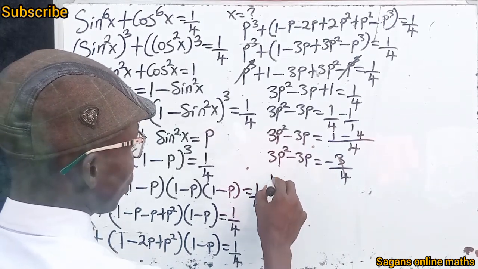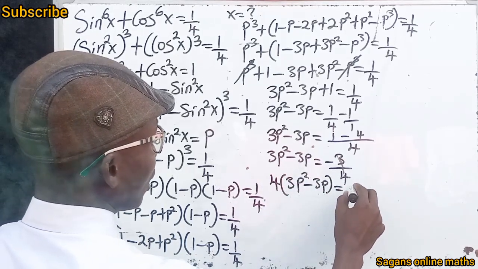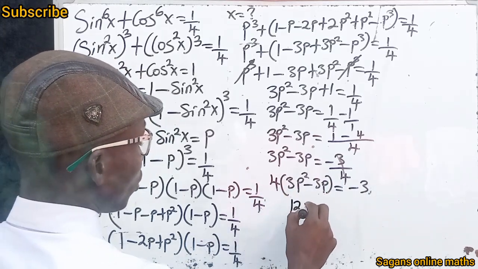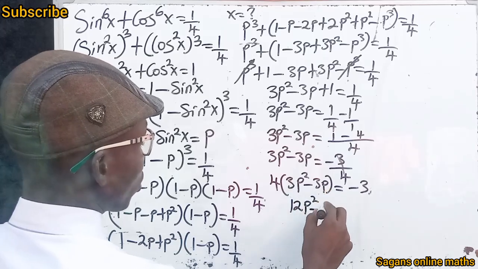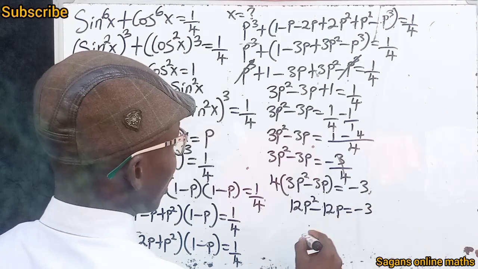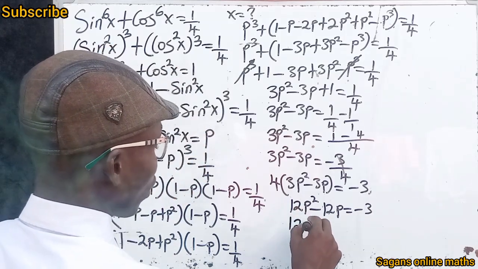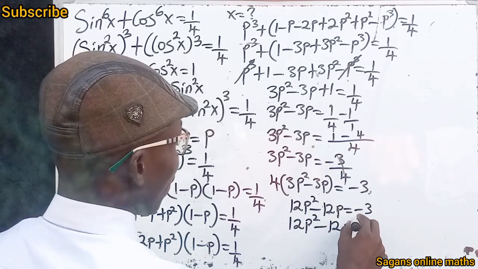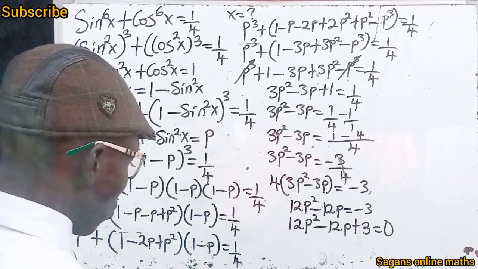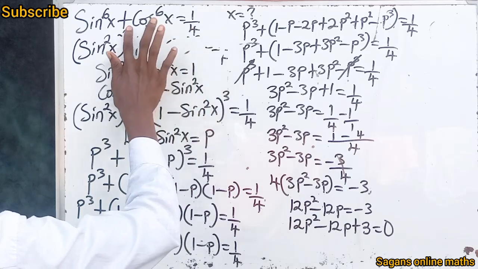For cross multiply, now see that this is 4 into 3p square minus 3p equals minus 3. Okay, then 4 times 3 equals 12p square. 4 times minus 3p equals minus 12p equals minus 3. Let's add 3 to both sides so that I can form a quadratic equation. That means 12p square minus 12p plus 3 equals 0. This is very much a quadratic equation. Pardon me to remove this from here, sorry, because the board is not enough.